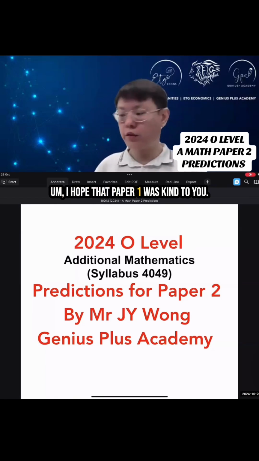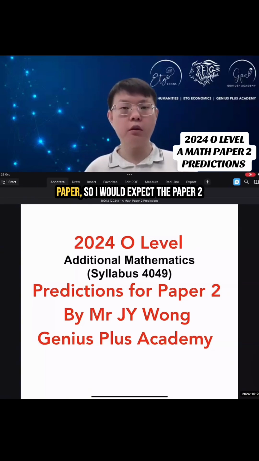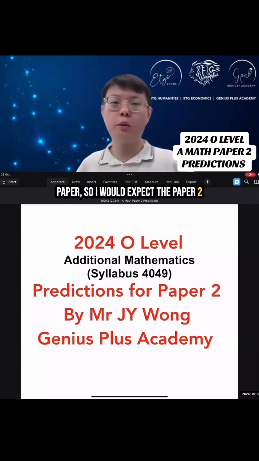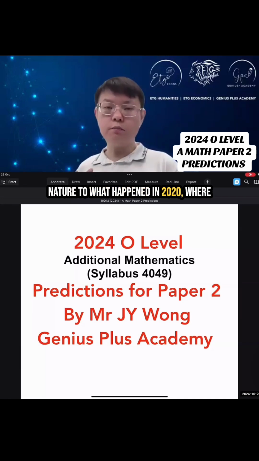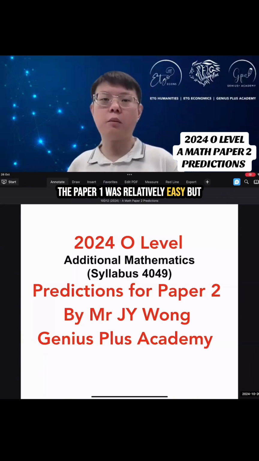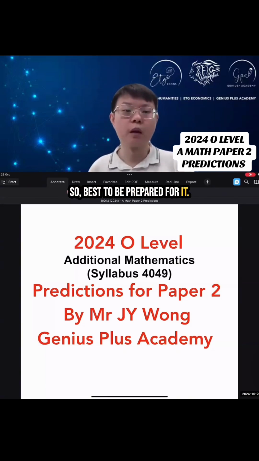I hope paper 1 was kind to you. I personally thought that paper 1 was a relatively straightforward paper, so I would expect paper 2 to be slightly tougher, similar in nature to what happened in 2020, where paper 1 was relatively easy, but paper 2 was relatively difficult. So best to be prepared for it.